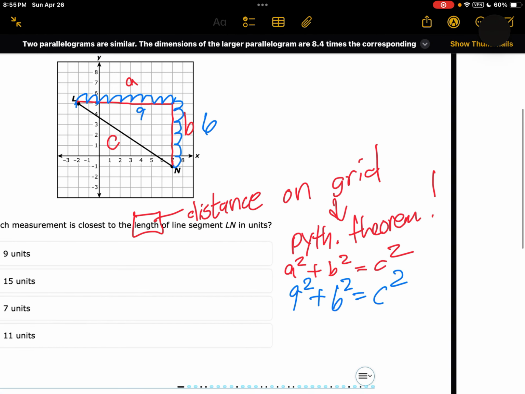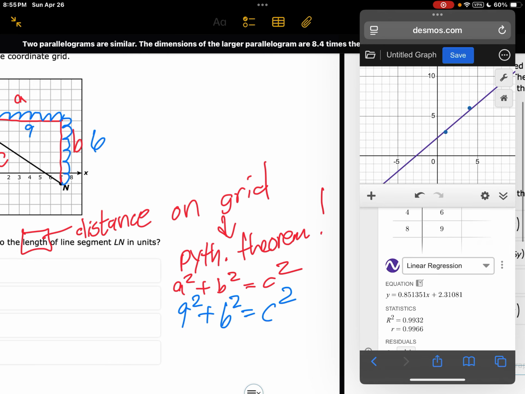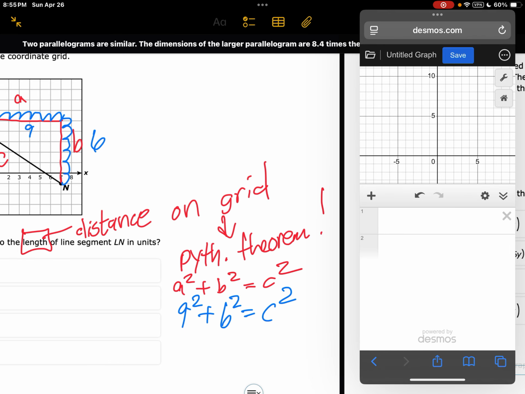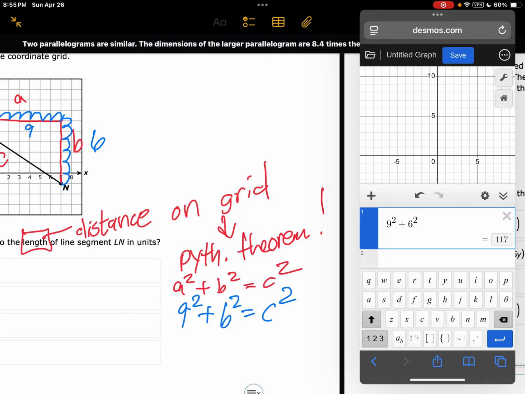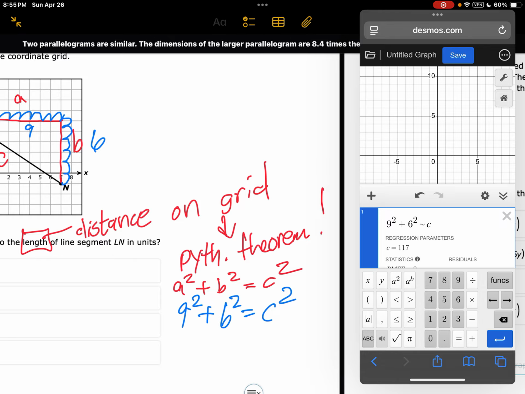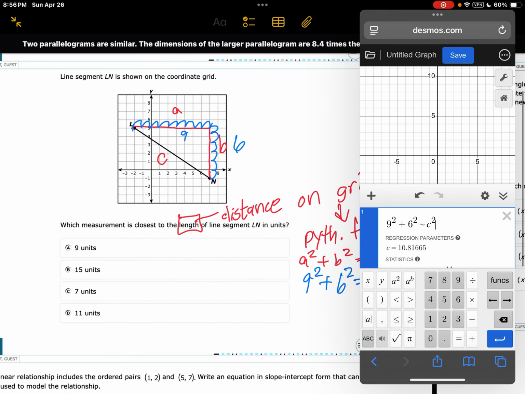I'm going to bring over my trusty Desmos and enter that. 9 squared plus 6 squared. Remember, do not hit your equal sign for solving the math problems. See, and do not forget to put squared right there with whatever the letter is. So I get 10.81, and it did say closest, so we will have to round. That would be 11.